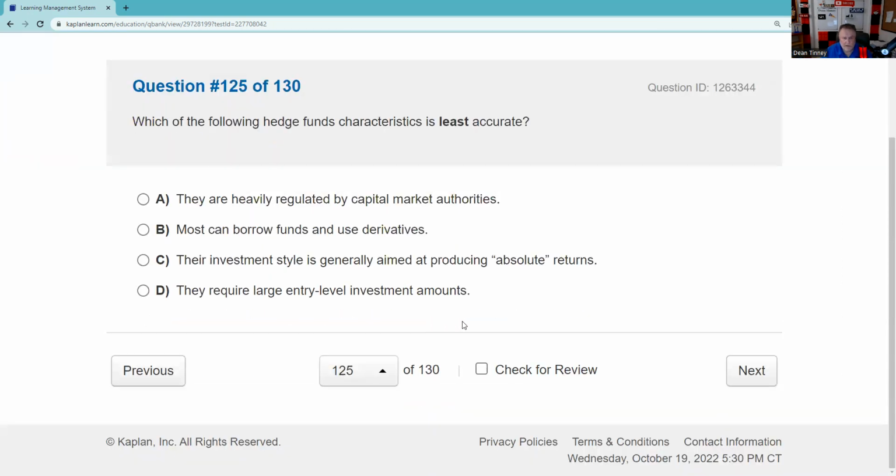Which of the following hedge fund characteristics is the least accurate? They're heavily regulated. No, that's not accurate. They buy and borrow funds, use derivatives. Yep. Yeah, absolute returns. Yeah, so it's A, right? They're not heavily regulated. The whole point of setting up a hedge fund is not to be regulated.